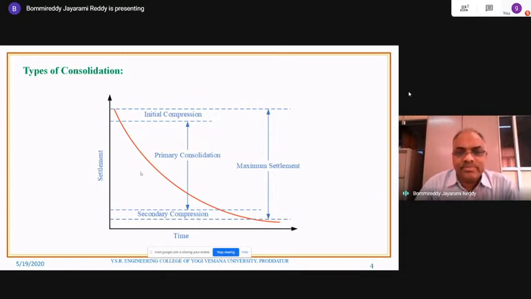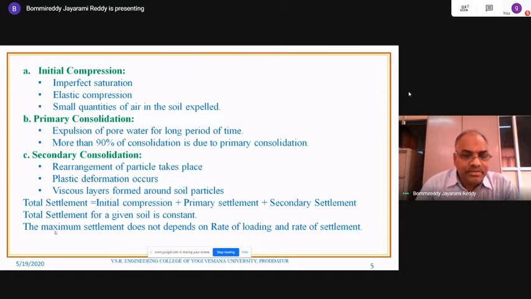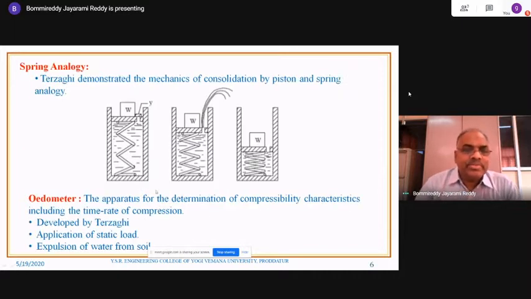So these are the three different types of consolidation for reducing the volume of the soil. And you can also see the total settlement. The total settlement is the initial compression, primary compression, and also the secondary settlement. Total settlement for a given soil is constant. It does not depend on the rate of loading or the rate of settlement. It is always constant for a given soil.